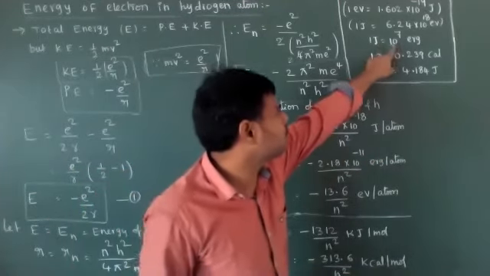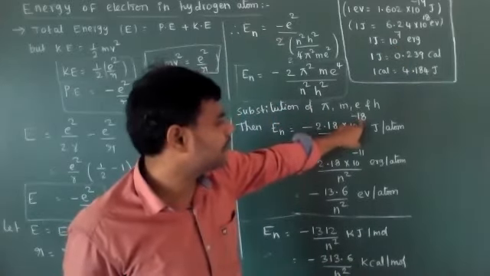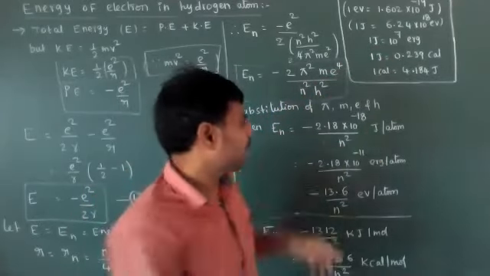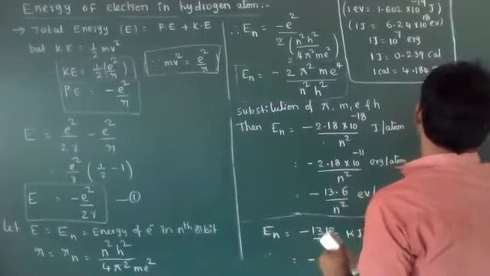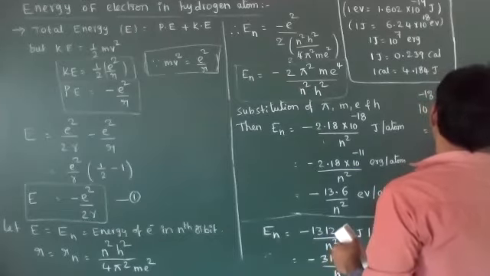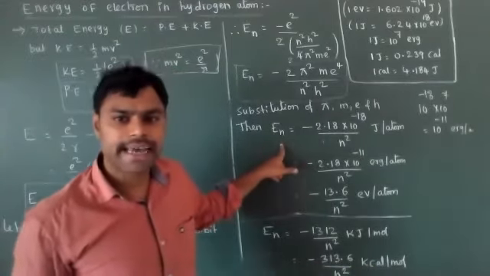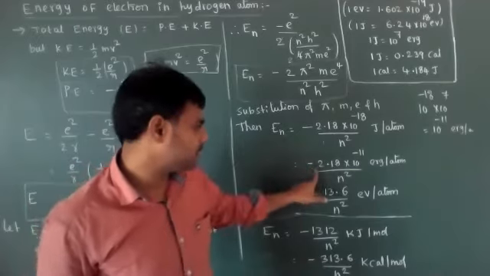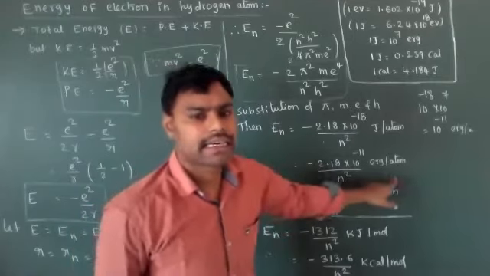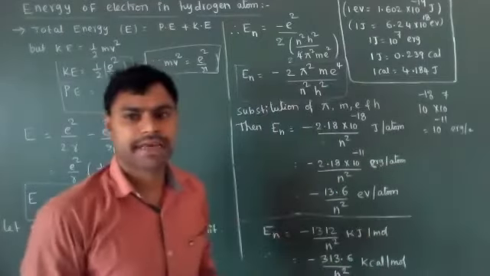But we know that 1 joule is equal to 10 to the power of 7 ergs. Then 10 to the power of minus 18 into 10 to the power of 7 is nothing but 10 to the power of minus 11 ergs per atom. That's why the energy of the electron present in the nth orbit in terms of ergs is minus 2.18 into 10 to the power of minus 11 by n square erg, that is ergs per atom.